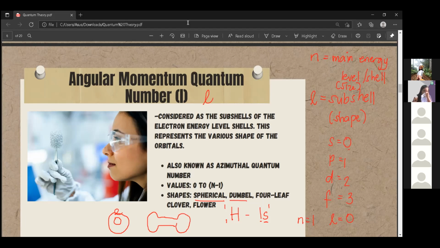Now, for the D, this is S, this is P. Sorry, this is S, this is P. Ang D naman is a 4-leaf clover.